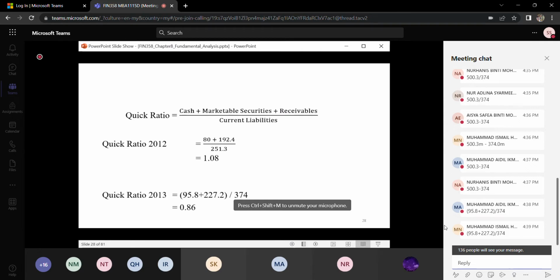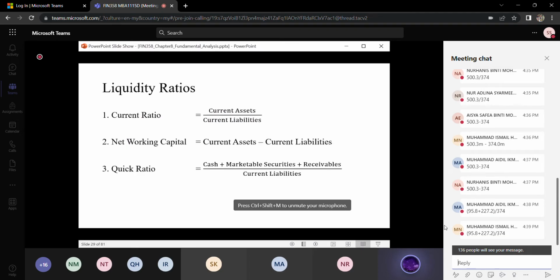All right, so we check. So we have 95.8 plus 227.2 divided by 374. We will get 0.86. Okay, so remember, we have 3 liquidity ratios. When the question asks you to calculate the liquidity ratio, these are the 3 that you need to calculate: the current ratio, net working capital, and quick ratio.